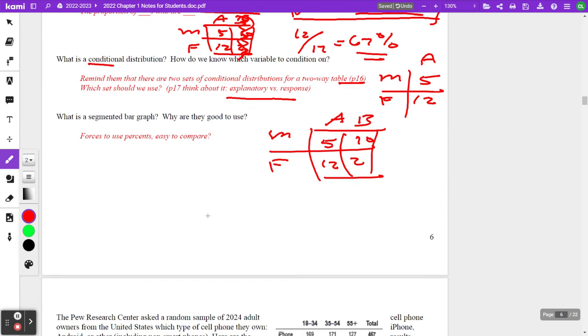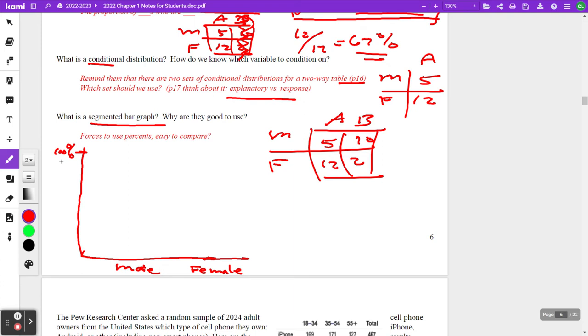Remember, we like percentages, so we're going to create. Oh, that was pretty straight. Some of you just cheered for me. I know it. So this is male. And this is female. Okay. And then we're going to go up all the way to 100%. So segmented bar graphs deal with percentages.